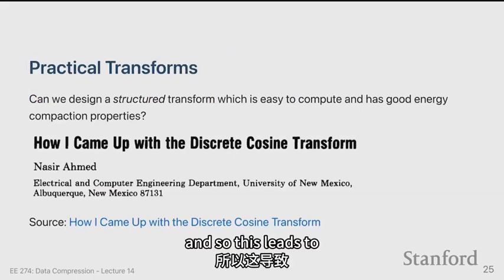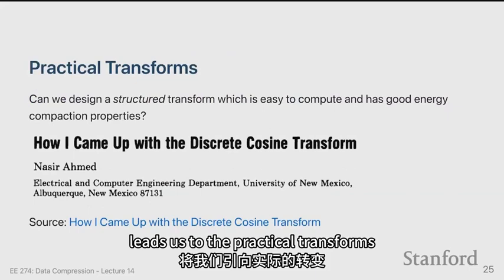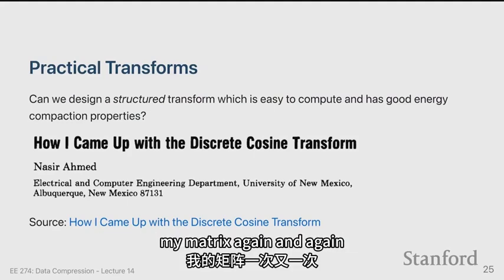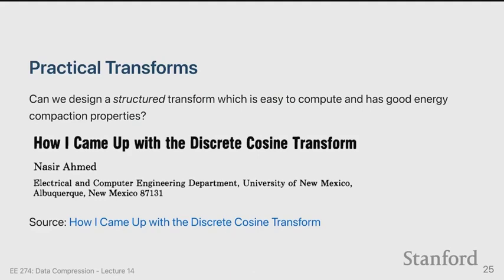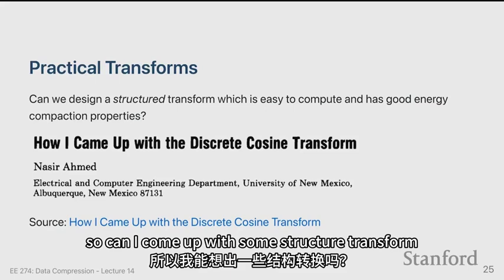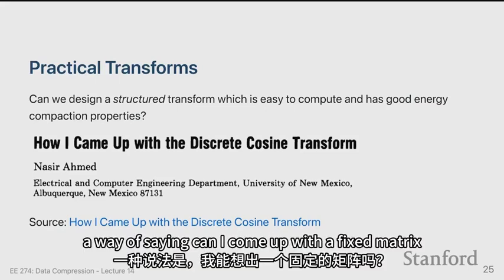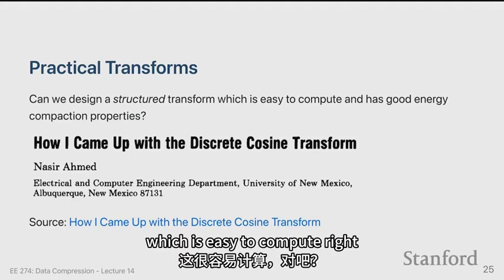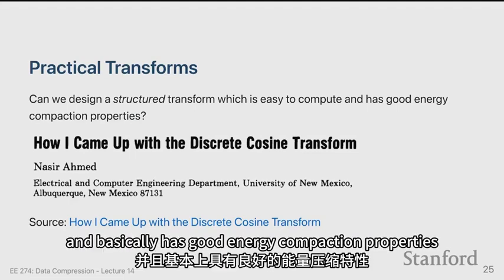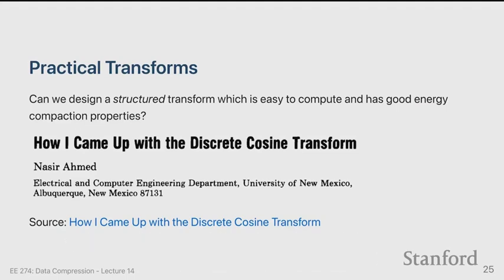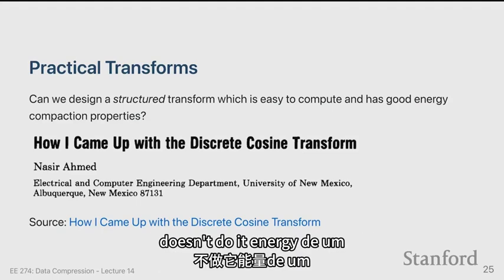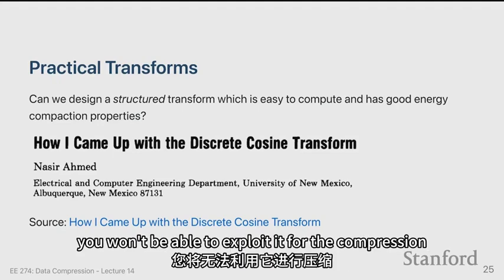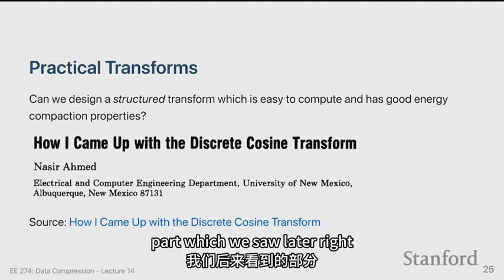And so this leads us to the practical transforms. The question really is, I don't want to keep recomputing my matrix T again and again for new data. So can I come up with some structured transform, which is a way of saying, can I come up with a fixed matrix T, which doesn't change with the data, which is easy to compute, and basically has good energy compaction properties? If your matrix T doesn't decorrelate, doesn't do energy compaction, then that's basically a useless transform. You won't be able to exploit it for the compression part, which we saw later, right?